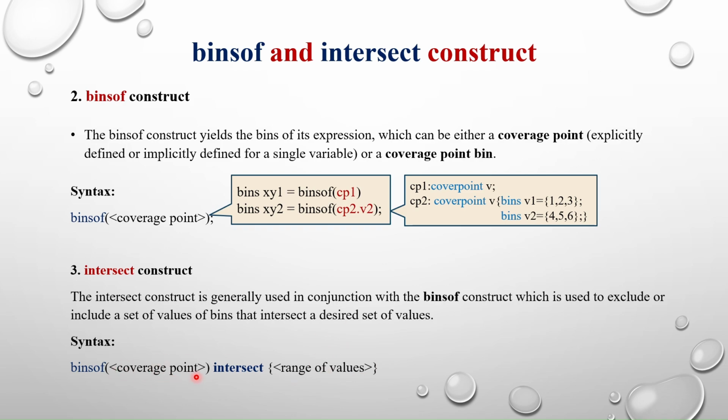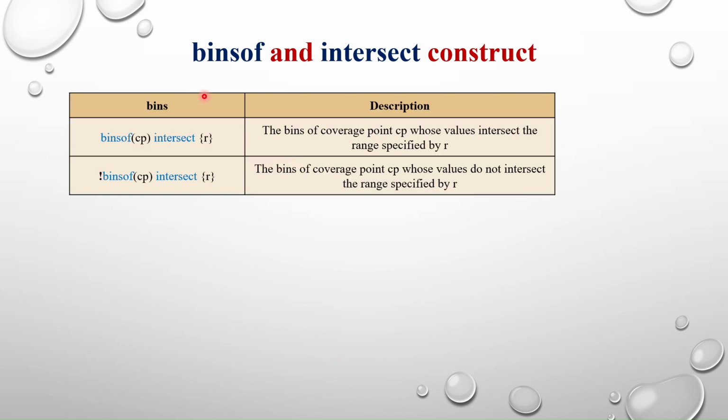So the bins of coverage point, if it intersects with the range of values, then those values will be covered here. Okay, so the intersect construct will be used in conjunction with the bins of construct, which is used to exclude or include a set of values of bins that intersect a desired set of values. Okay, we will see in detail in the next slide. So if you see here, we can see how to include and exclude the bins using the intersect construct.